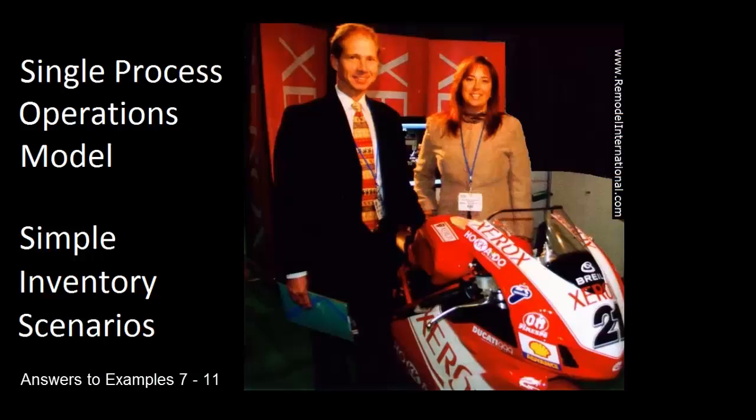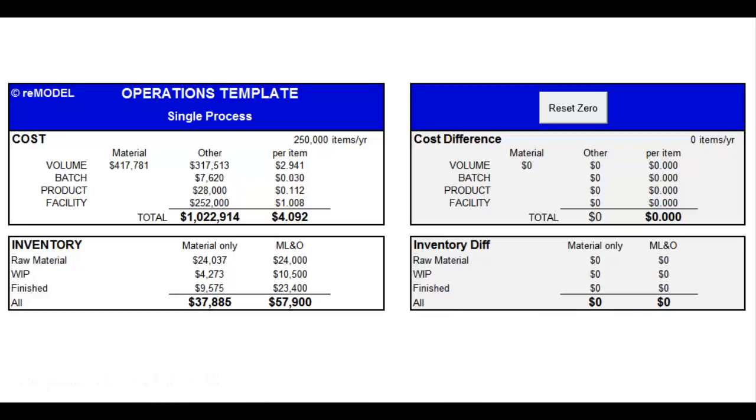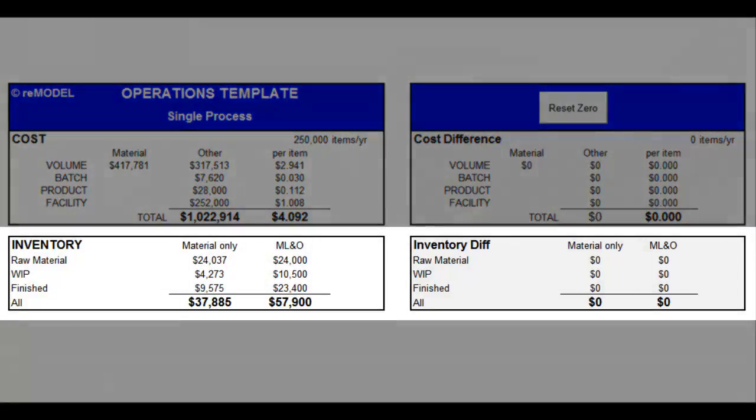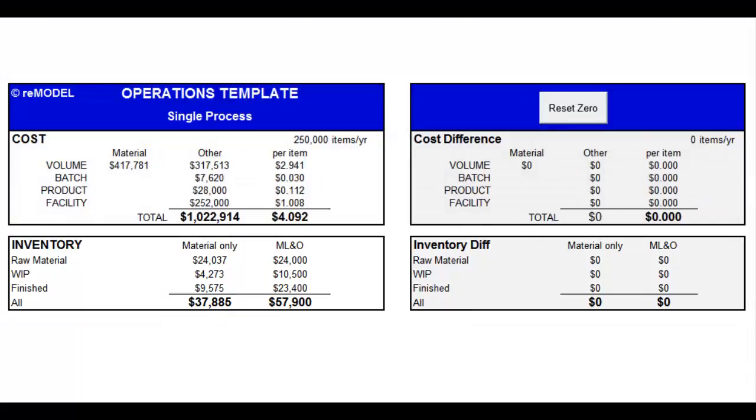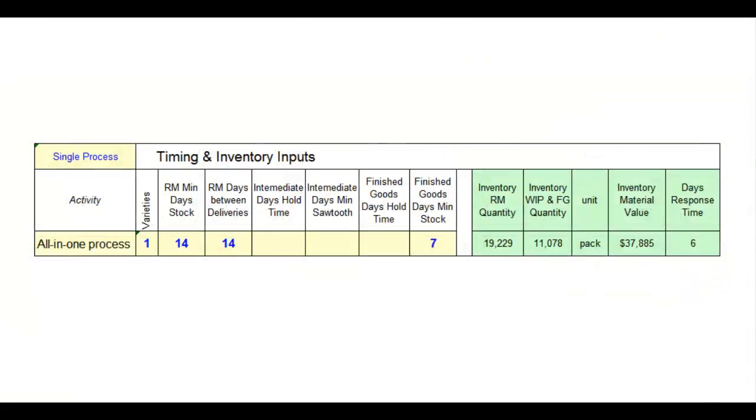We're back again looking at the single process operations model, and we're looking at some simple inventory scenarios. You'll see here on the output sheet we've added the inventory outputs, both the outputs that the model calculates and the differences on the right hand side. So we have some inputs related to inventory, time and inventory actually.